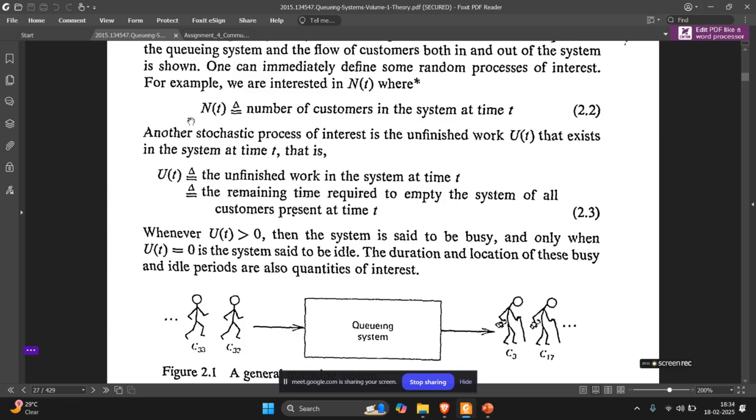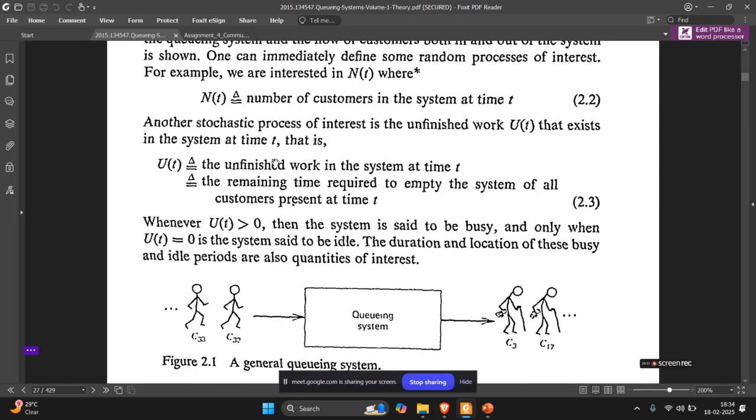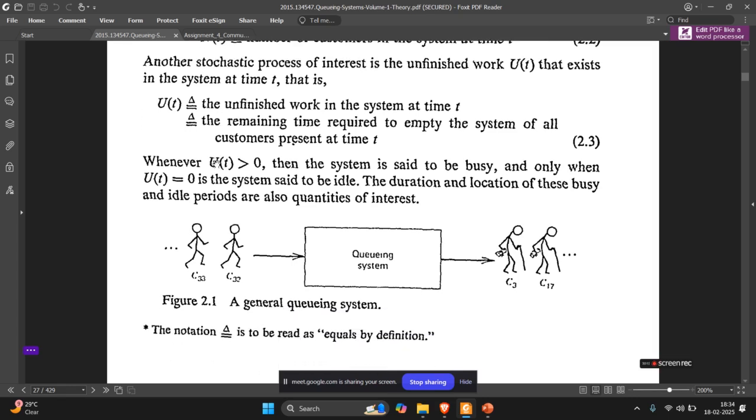Let us denote N(t) as the number of customers in the system at time t, and U(t) as the remaining time required to empty the system of all customers present at time t. So N(t) is the number of customers in the system. This system includes the one who is getting serviced and the others who are in queue. The total of the people in queue and the people getting service is N(t), and U(t) is the remaining time required to empty the system of all customers present at time t.